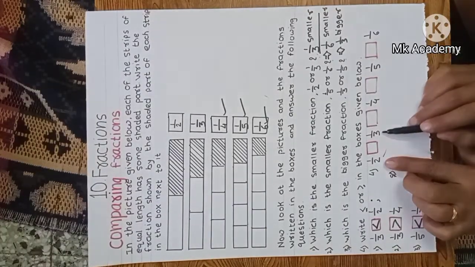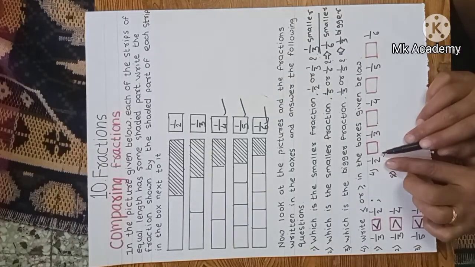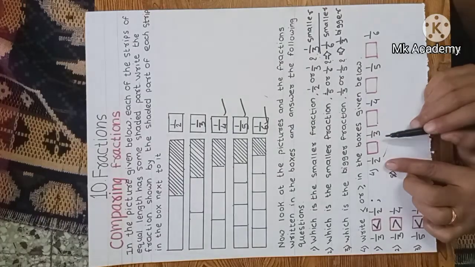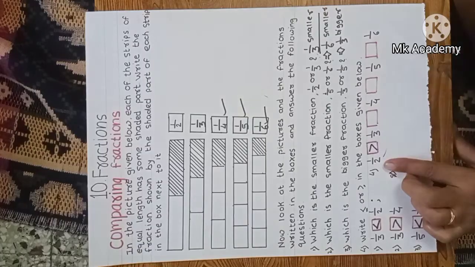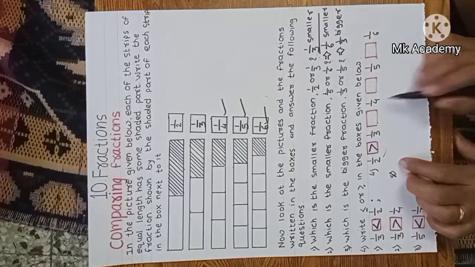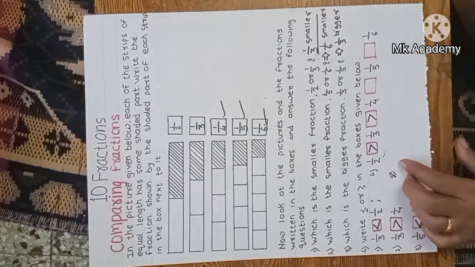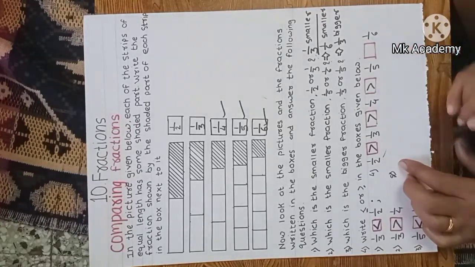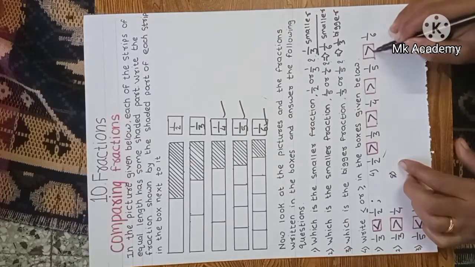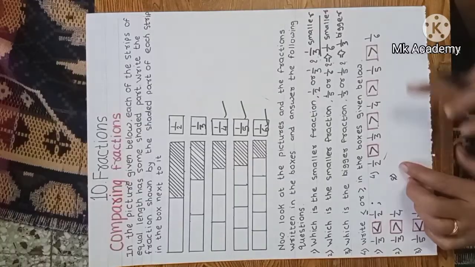Now next, here the 1/2 box. First we have to compare these two, 1/2 and 1/3, which is bigger and which is smaller. 1/2 is bigger and this is smaller, therefore we can write down here the symbol of bigger than or greater than. Now 1/3 and 1/4, which is bigger? 1/3 is bigger. Again 1/4 and 1/5, 1/4 is bigger. 1/5 and 1/6, 1/5 is bigger. Means in fractions it is opposite to the numbers.